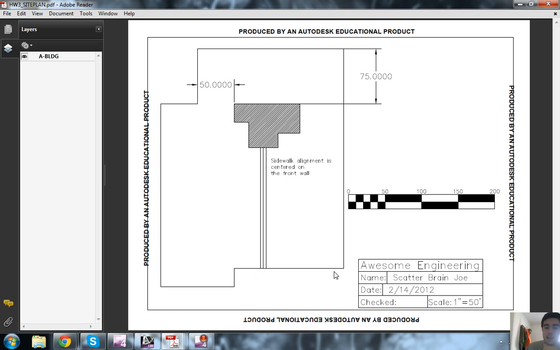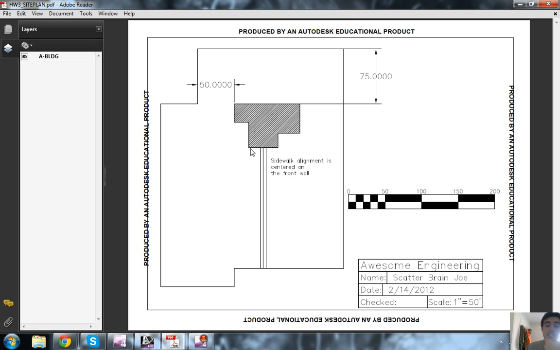We're just mapping out all these different distances using our engineering scale. And I gave you where the house should be in relation to your site. So it's 50 feet in from this line, 75 feet down. You can use the move command, select a base point, and then move it.